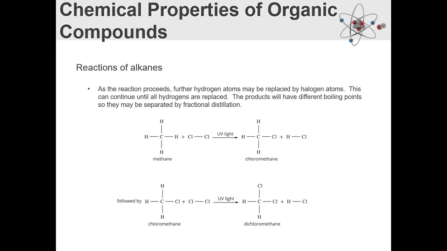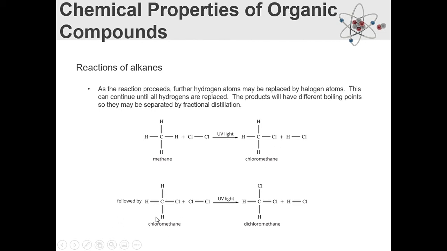As the reaction proceeds, further hydrogen atoms can be replaced with different groups, and we can basically replace all of the hydrogens if we feel so inclined. The products will have different boiling points, so we can actually separate them by fractional distillation, which is really cool. But here we've got methane plus chlorine, UV light, chloromethane, hydrochloric.